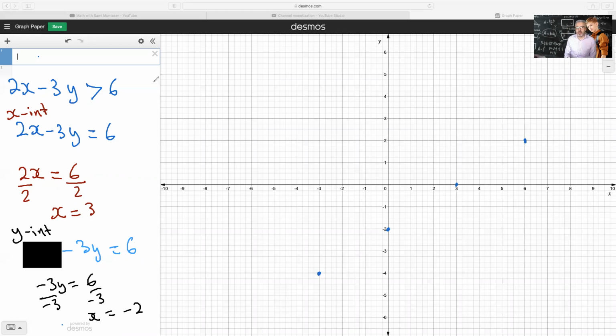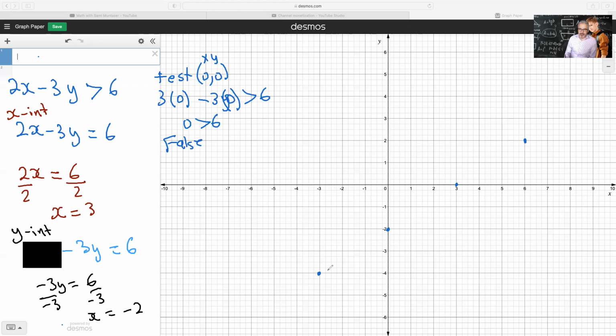To figure out where we're shading, we test 0, 0. This is x, that's y. So we put the 0 for the x and the y, and we get 0 greater than 6. That will give me 0 for y right here. So when you're testing, we get 0 is greater than 6. That's false. So we don't shade where 0, 0 is.